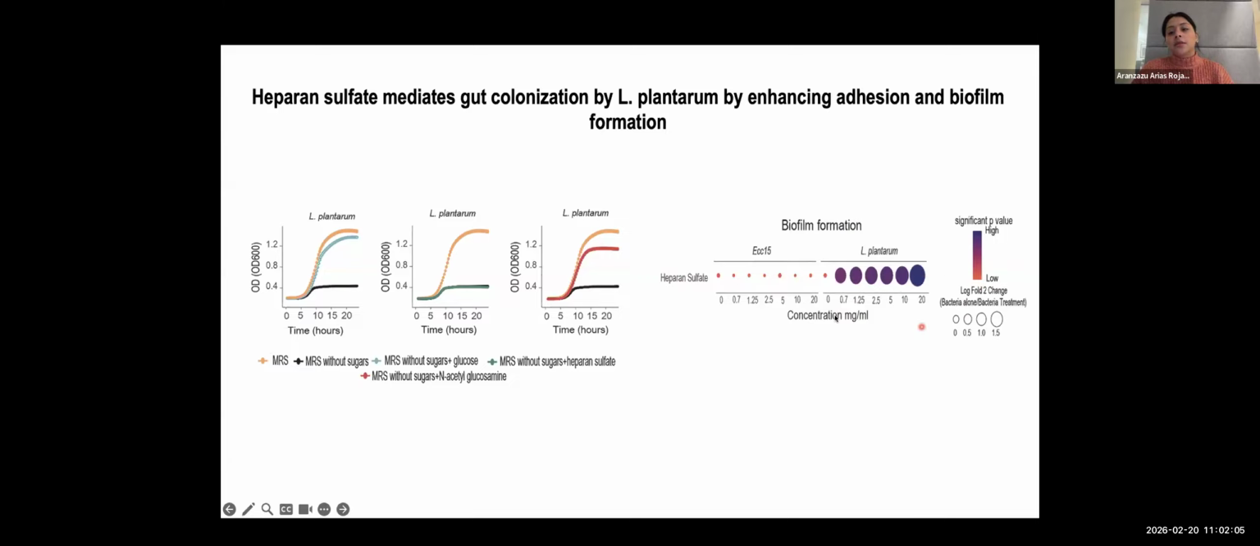In our in vitro results, you can see here how lactobacillus is able to form biofilms on the surface of our in vitro plates. But this is not the case, for example, for other bacteria like ECC15, which is the natural pathogen that we use for infection and is at the same time boosting the production of heparan sulfate within the gut of Drosophila. So again, as you can see here, lactobacillus is able to use this glycan to attach to surfaces.